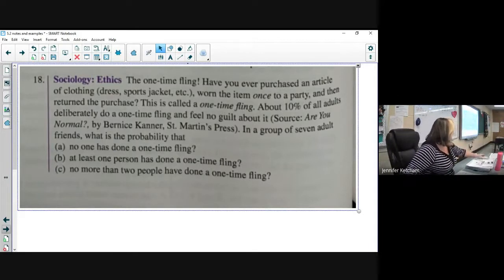So while you get down your important info and find your N, P and Q, we're going to check in with you in just a sec to make sure that you got the right ones.